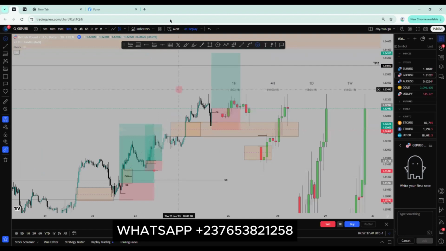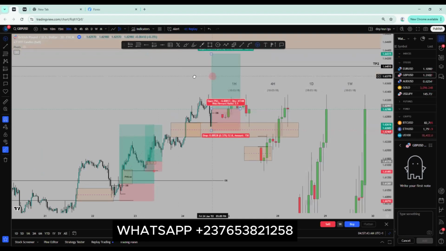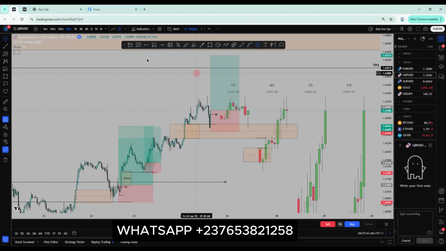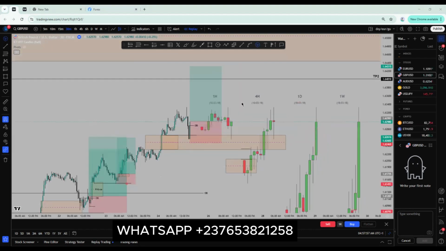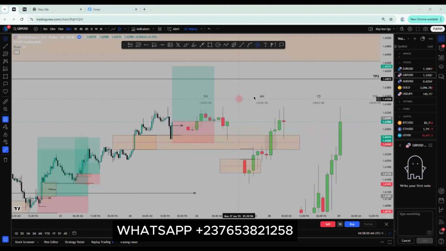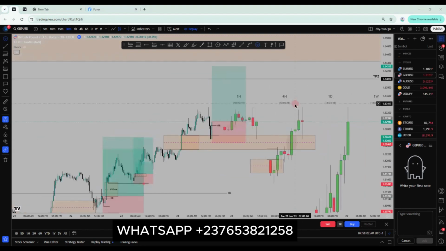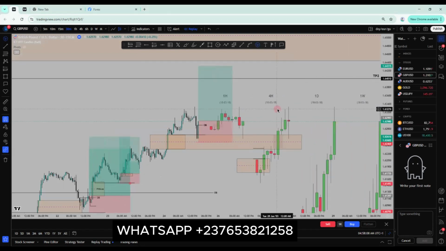If you think it's a good entry, type 1 on the chart. If you think it's not, put 0. Anyway, let's go. Let's see if the market gives us any reason to want to buy that area. Let's see.